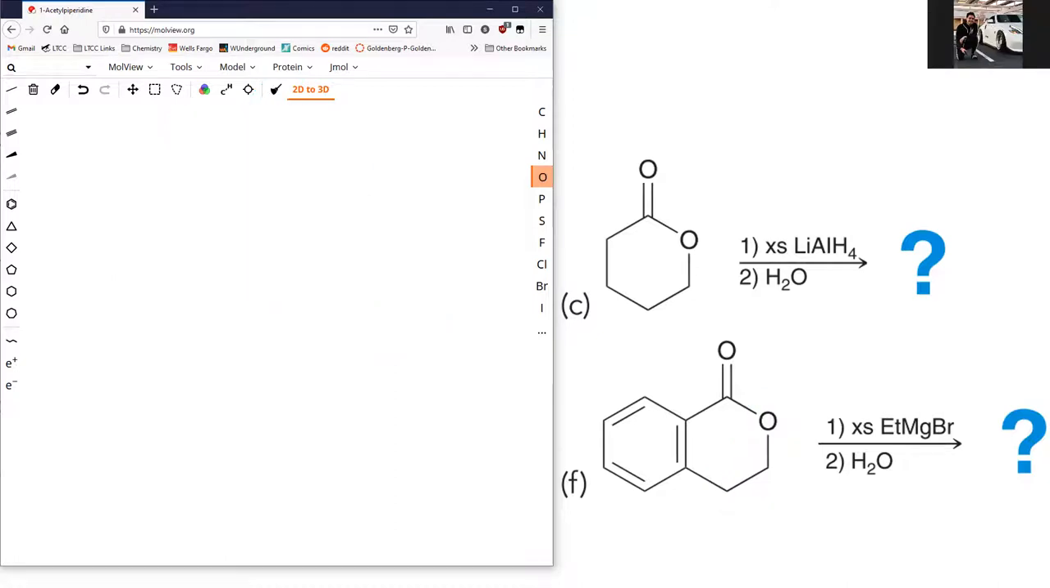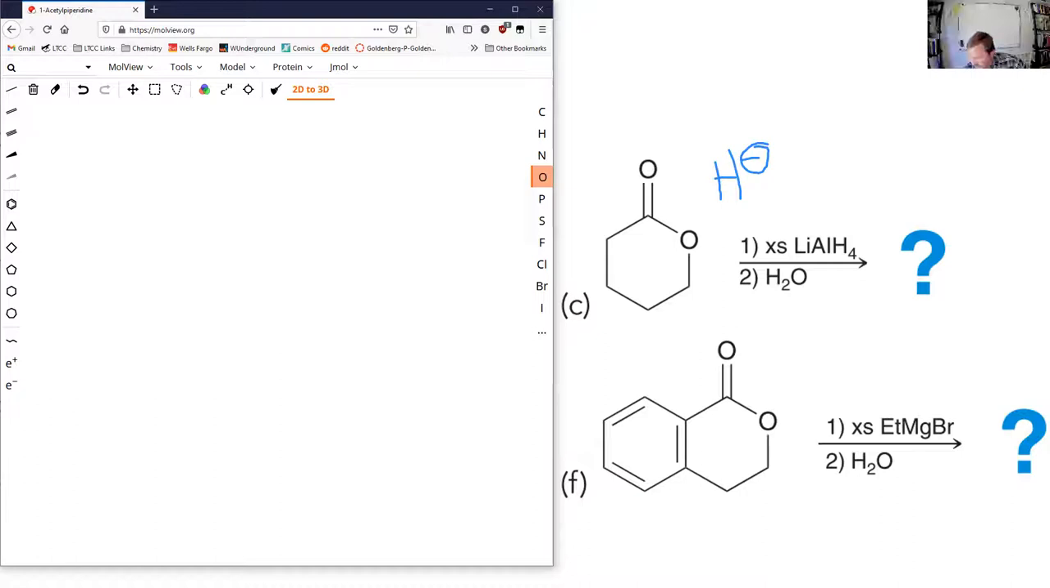Sorry, Sean. I have a question about C. I was looking at the mechanism, because you drew out the mechanism for C, and I was kind of confused. You had a lone pair of electrons on the oxygen with the single bond from the carbonyl. I didn't know how you got to that.